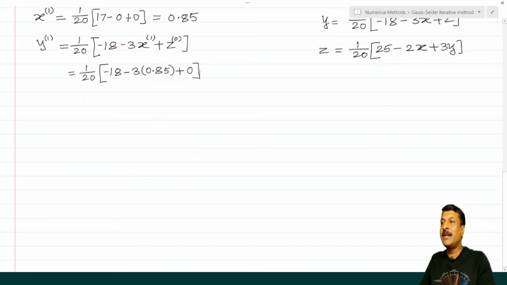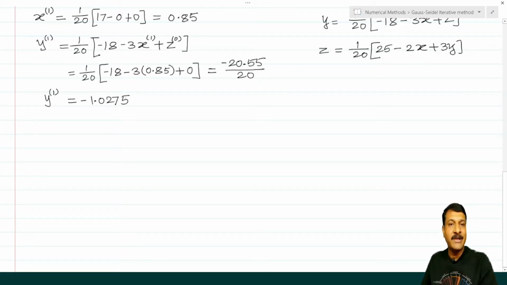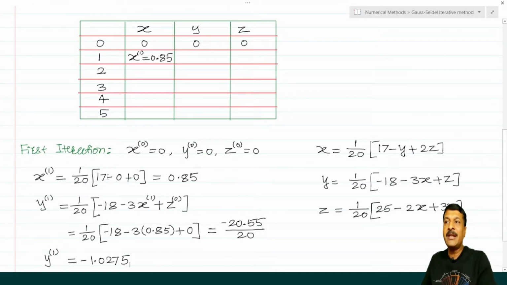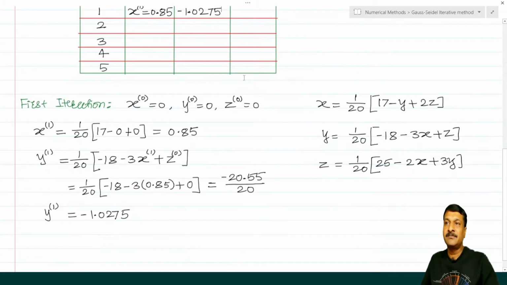So by calculator you find this value. So I am getting y at first position, that is equal to minus 20.55 upon 20. I am getting minus 1.0275. So normally I will take up to 4 digits, but when our values match or repeat 3 or 2 digits, you can stop this iteration method. So next value is what? y value 1 is minus 1.0275. Now the z, complete this table.